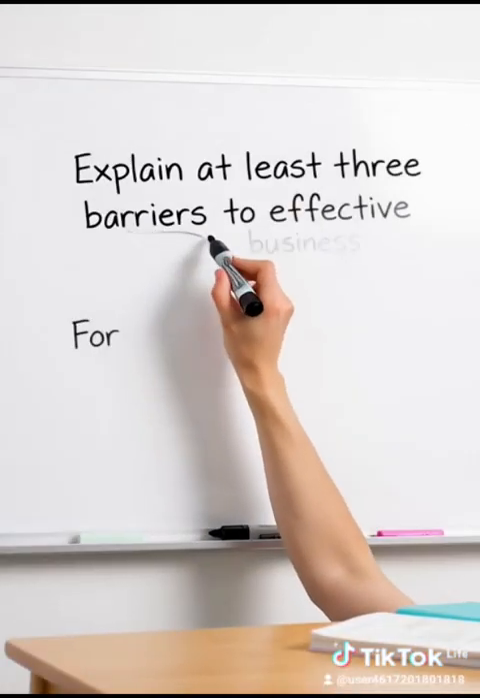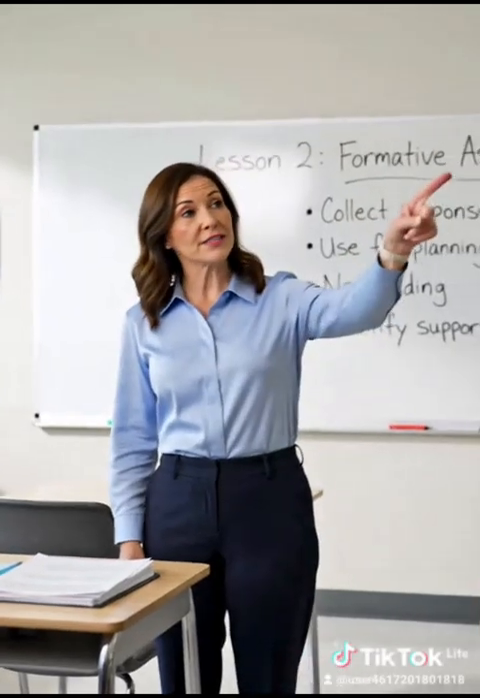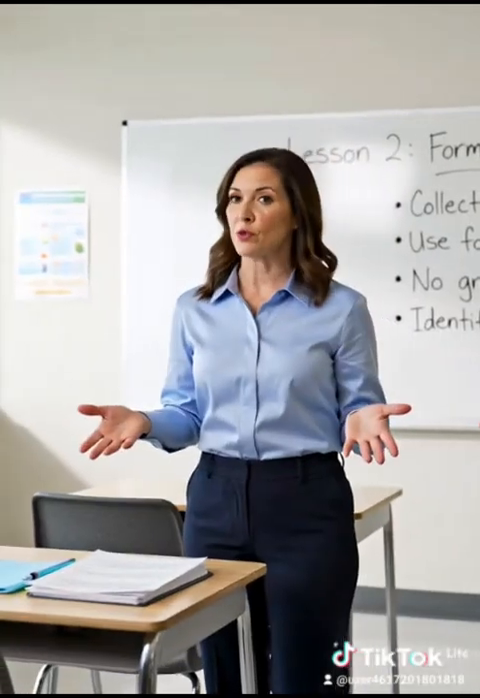10 minutes. Explain at least 3 barriers to effective business communication. For each barrier, give a brief example of how it might affect a business. First, collect responses like these. We'll use them for lesson 2 planning. Remember, no grading, it's formative. And we'll identify who needs support.